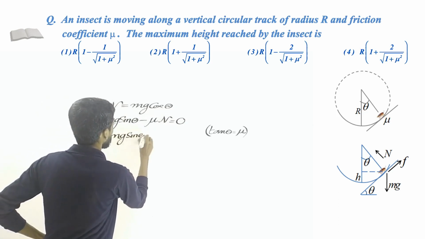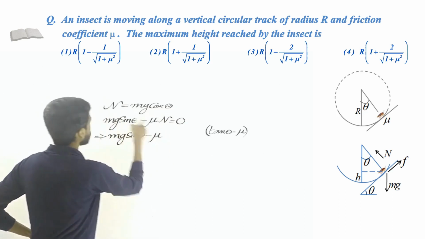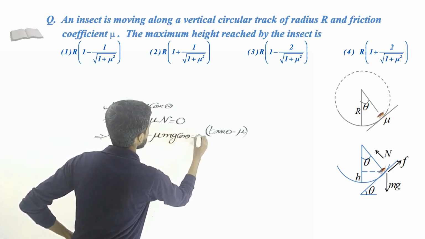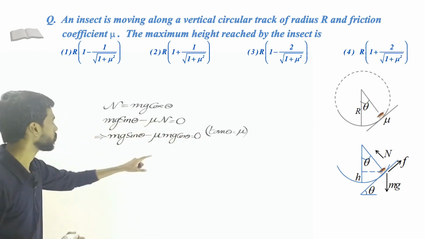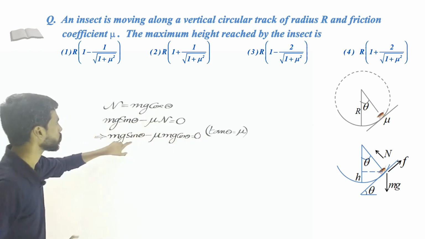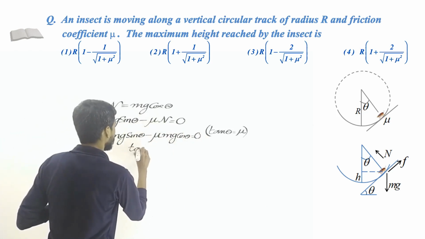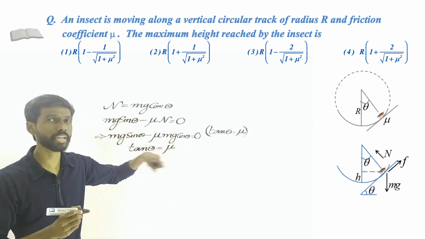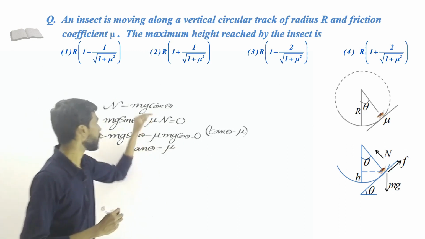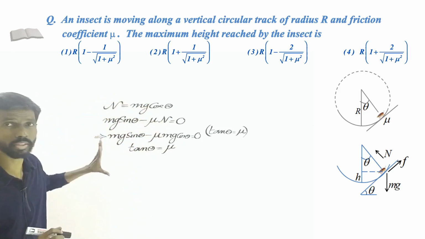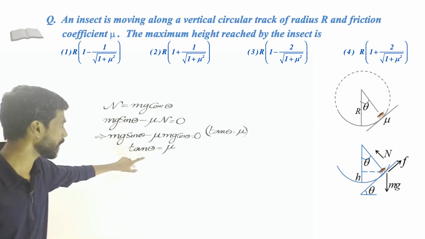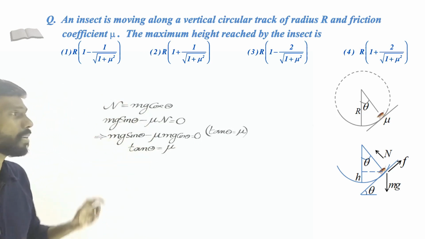So mg sin theta minus mu N, where N is mg cos theta, equals 0. The mg gets cancelled, so sin theta by cos theta is tan theta. So tan theta equals mu. We can directly write this using the concept of angle of repose, but otherwise we can use this calculation to get the value. Tan theta is mu. That is done. Now we have to find the maximum height.